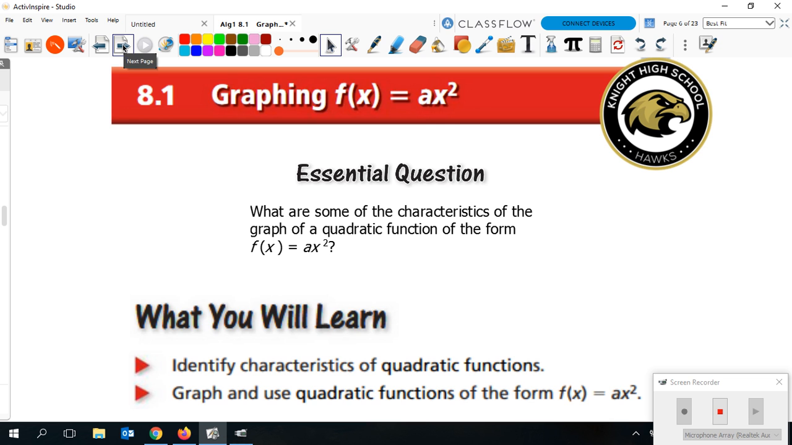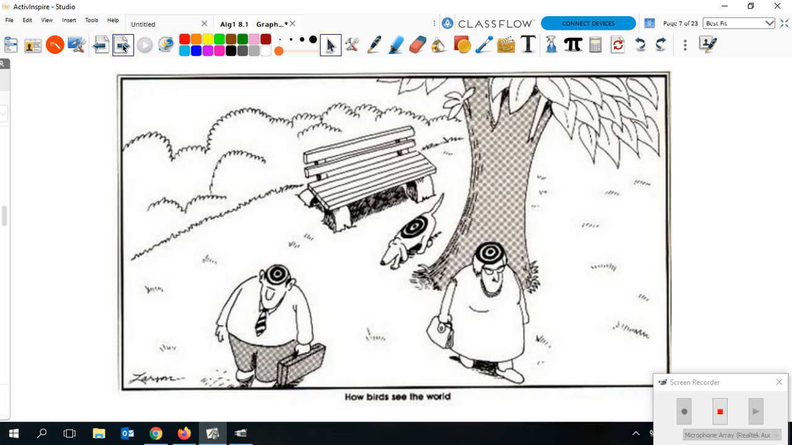First, let's go on to our cartoon of the day. So here in this cartoon, we see how birds see the world. So birds see the world, I guess, apparently with bullseyes on top of people's heads and on top of the dog's back. Those are their targets from up above. Alright, I always enjoyed that cartoon.